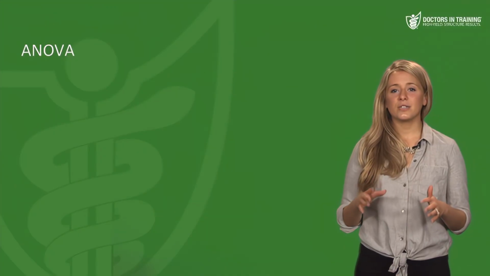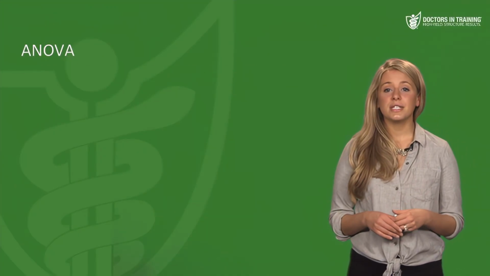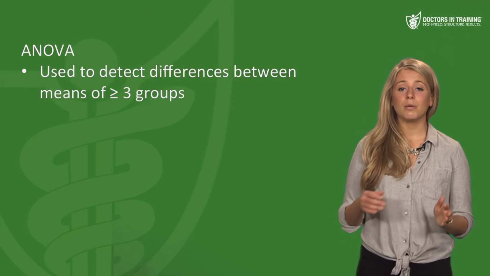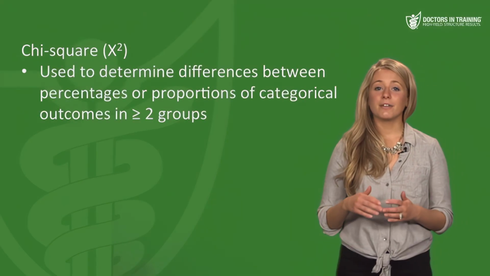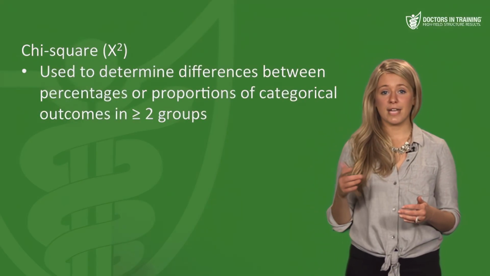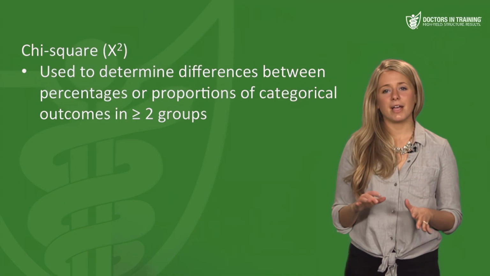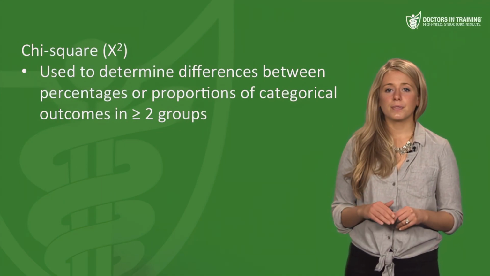But instead of looking at two groups, you're looking at any number of groups greater than 1. ANOVA stands for Analysis of Variance, and it's used to detect a difference between the means of 2 or more groups. It's like a more complicated t-test. The chi-square test can be used to determine the difference between percentages or proportions of categorical outcomes, not mean values, and 2 or more groups.